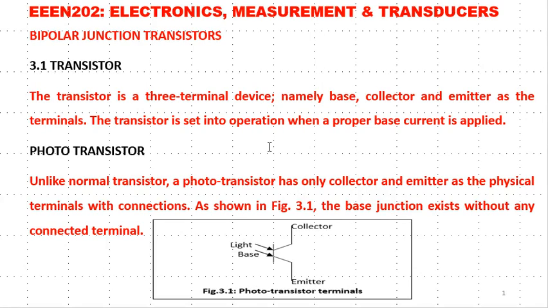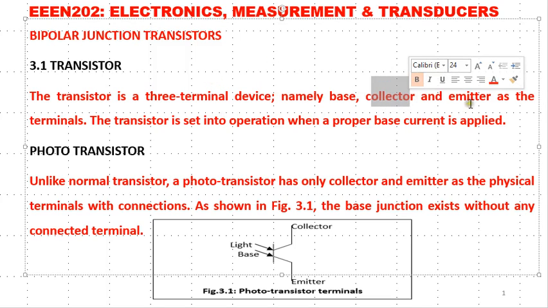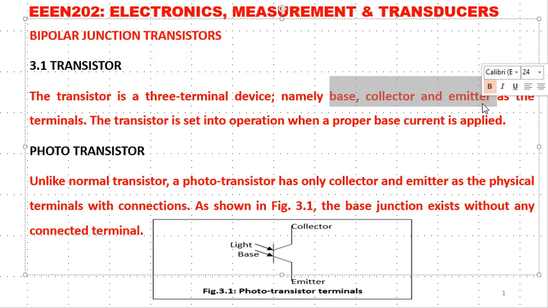We are all welcome to our lecture number 4 on EEEN202, which is electronics, measurements, and transducers. Our lecture today is going to look at what we call bipolar junction transistors, that is BJT. A transistor is an electronic component that has 3 terminals, and the terminals are called collector, emitter, and the base. 3 terminals: base, collector, and the emitter.